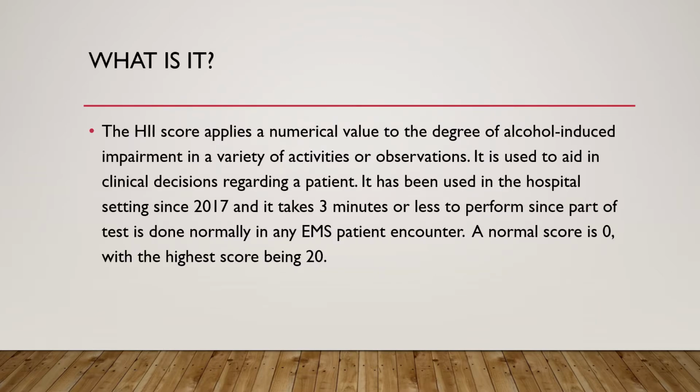The HII Impairment Index, or HII score, applies a numerical value to the degree of alcohol-induced impairment in a variety of activities or observations. It is used to aid in clinical decisions regarding a patient. It has been used in the hospital setting since 2017, and it takes 3 minutes or less to perform, since part of the test is done normally in any EMS patient encounter. A normal score is 0, with the highest score being 20.